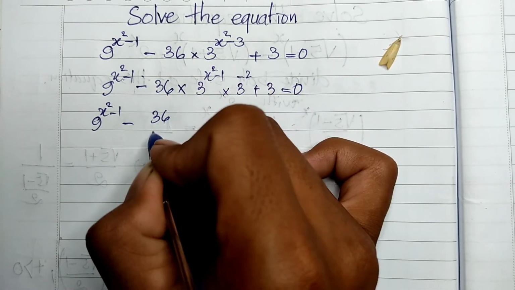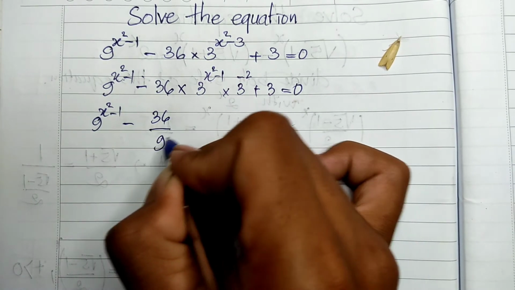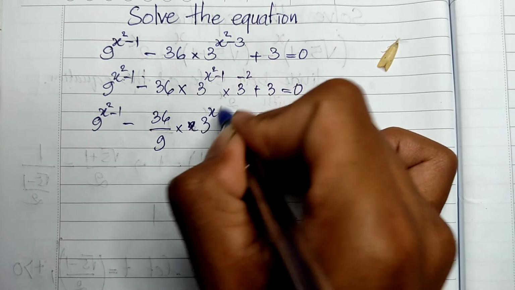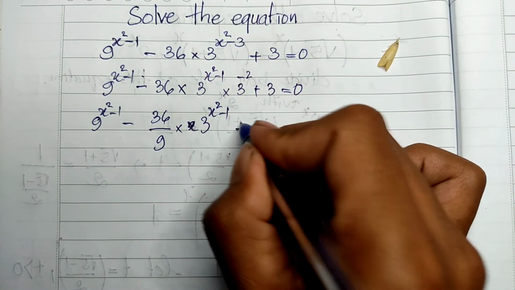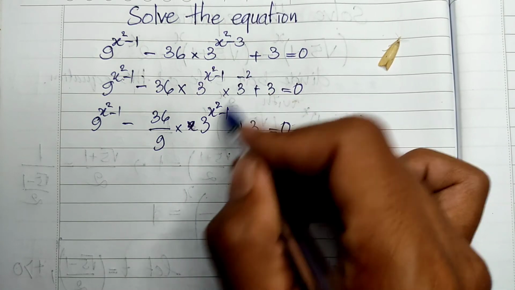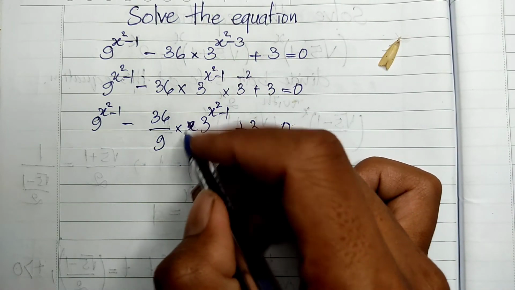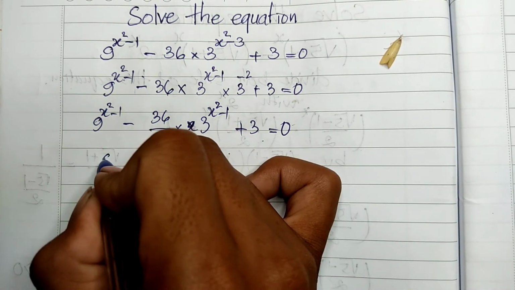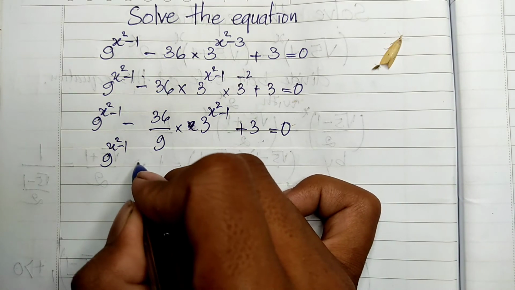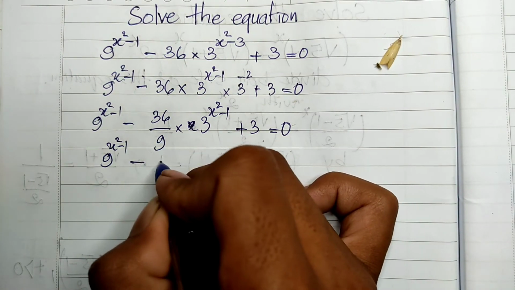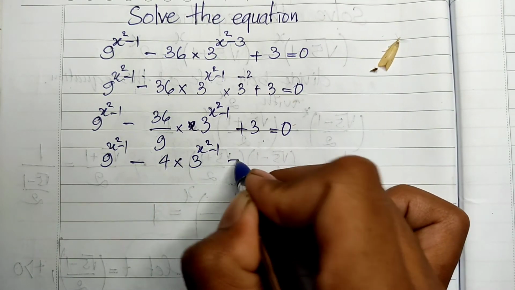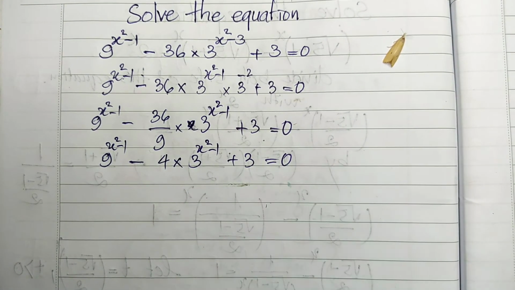So this we can write as 9 power x squared minus 1, minus 36 divided by 9 multiplied by 3 power x squared minus 1, plus 3 is equal to 0. Because if we change it, we get 9. Now we get 9 power x squared minus 1 minus 4 multiplied by 3 power x squared minus 1, plus 3 is equal to 0.